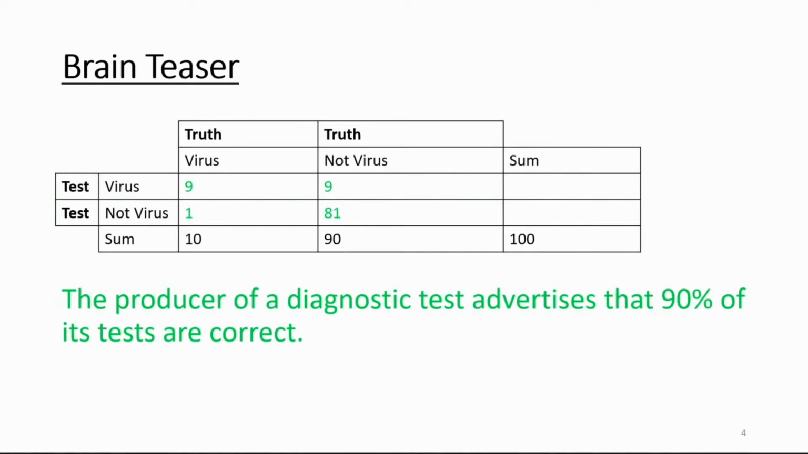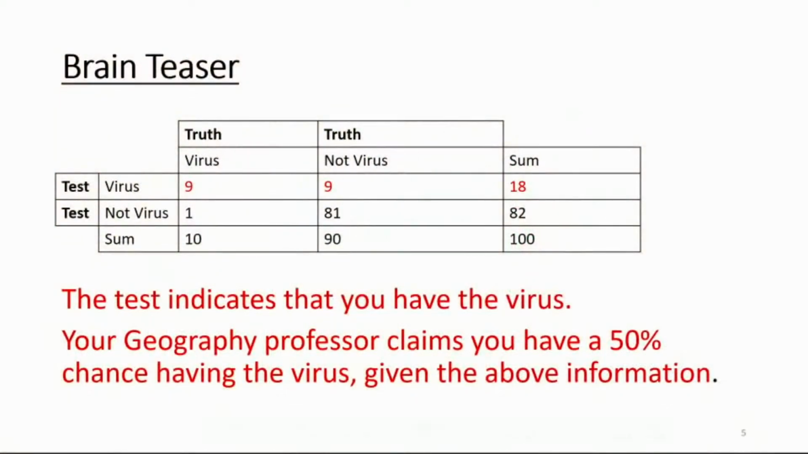Now, your test comes back and it says you have the virus. So that means you're in the row that the test says you do have the virus. Well, in that row, there's 9 people who actually do have the virus and 9 who don't. And so of the 18 people in that row, half of them have the virus. And so that's how all 3 of those bits of information can be simultaneously true.